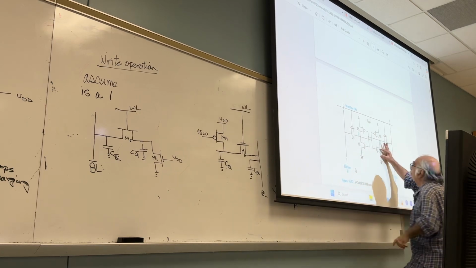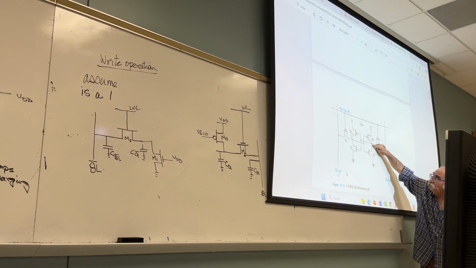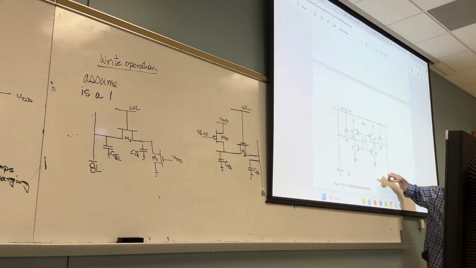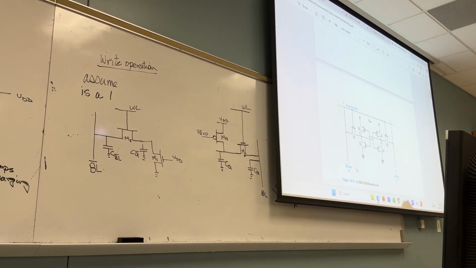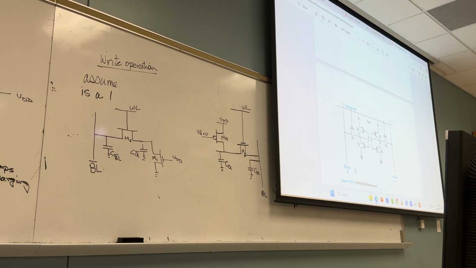So that this one operates, pulling the Q down. Remember, I want to write a 0. I want to write a 0, which means the Q is supposed to be 0. Clear? This contradictory requirement between the read and the write tells me what? You cannot achieve both of them.